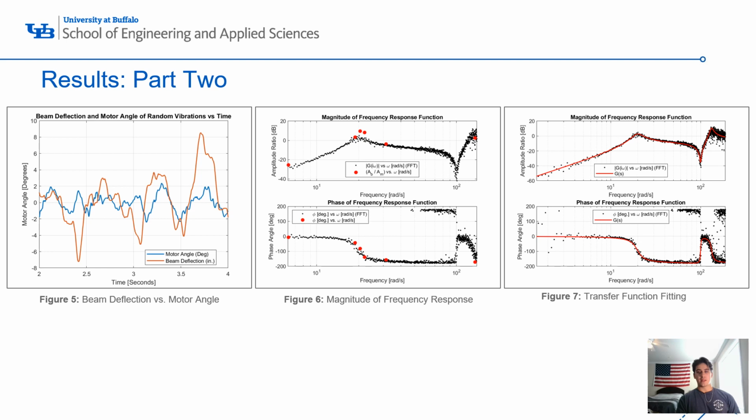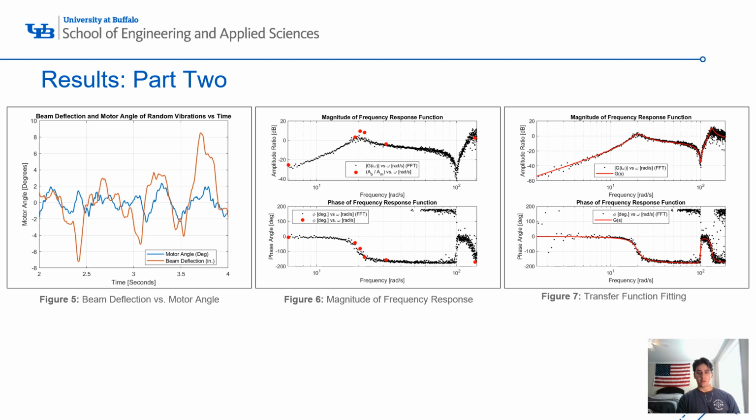The method of FFT is more precise since there are built-in MATLAB functions that can calculate frequency response without doing calculations by hand and visually interpreting data like in Part 1. The big disadvantage of this is that it can only be used when the frequencies vary. If they remain constant, this method will not work. The graph to the left shows a random vibration in the beam deflection plotted versus the motor angle.